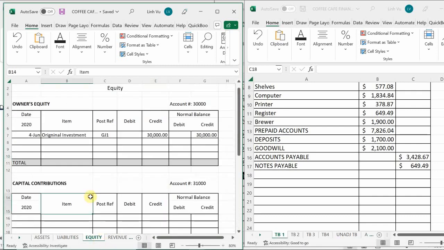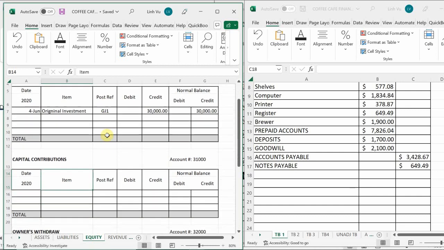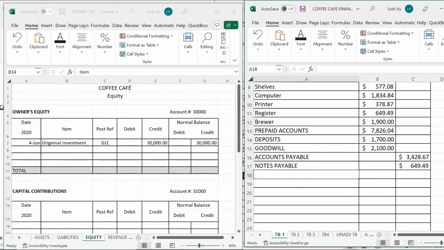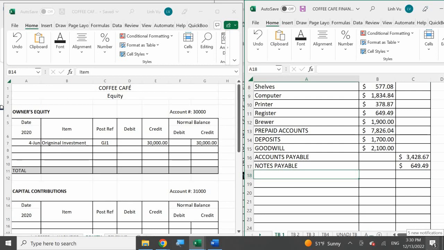Okay. What about my equity? That was the first thing that we started out with, was that we had an owner's equity. So whether you put, so owner's equity. Okay?